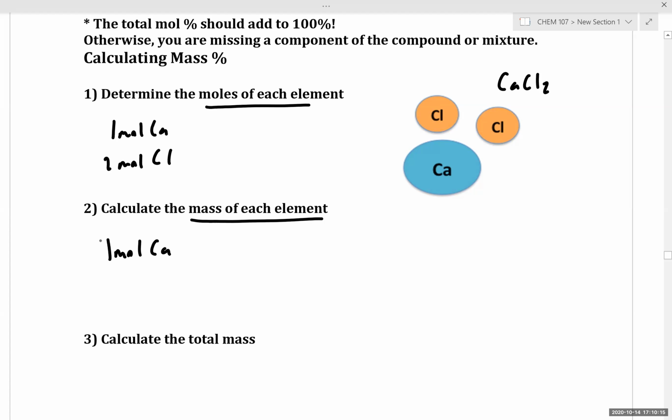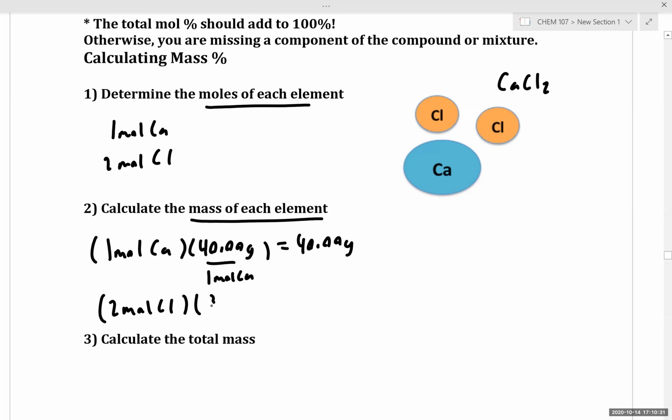So if we have 1 mole of calcium, we know that there is 40.00 grams per 1 mole of calcium, and that gives us 40.00 grams. If we have 2 moles of chlorine, we know that we have 35.45 grams per 1 mole of chlorine. And punching that into our calculator, that gives us 70.9 grams of chlorine.